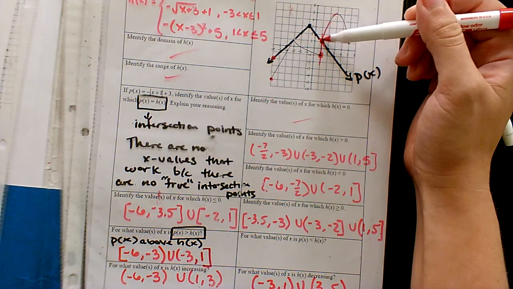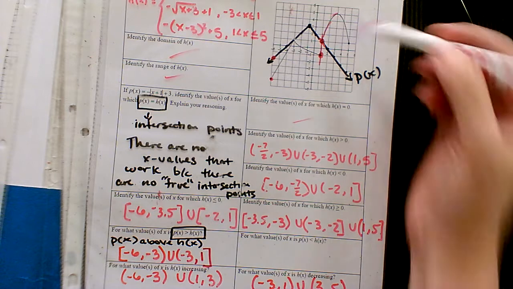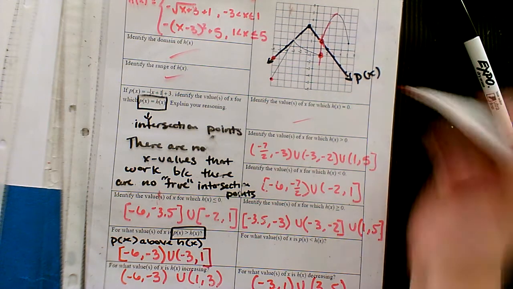That one might have been a little tricky because you saw that open circle on the parabola, but we're not counting that point. We're counting this one.